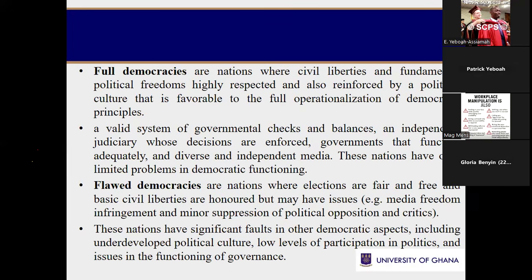So you see, the U.S. has infringement on the media. Look at Donald Trump, the way he's harassing critics, even universities. Critics, opposition, the media, and all that. Sometimes he's using visas to sabotage university admissions, because maybe they are criticizing the regime and he wants to call them to order, and that is flawed democracy. So with flawed democracy, elections are free and fair, basic liberties are honored, but if you criticize the regime, they have a way to respond.